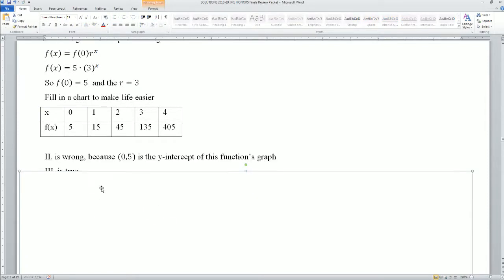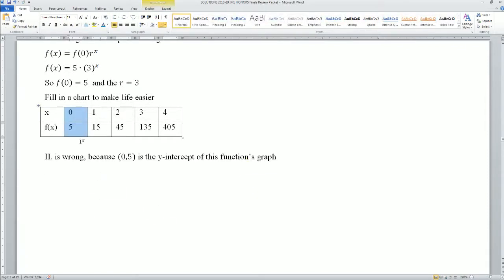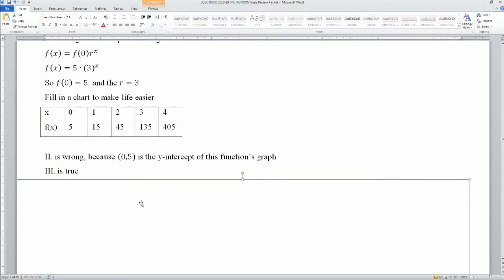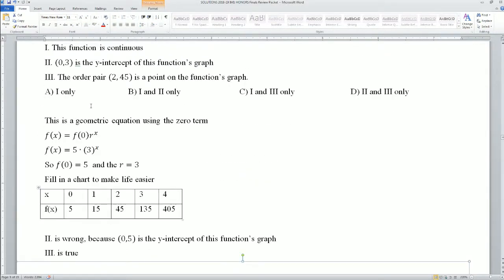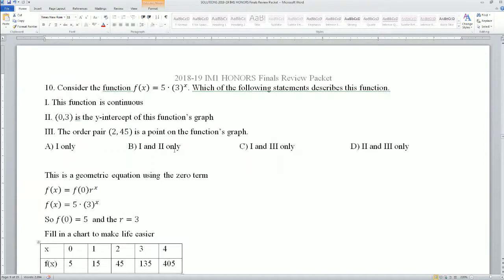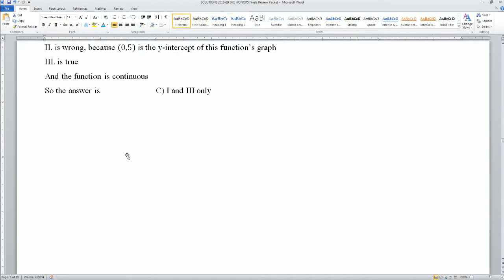Right? So 2 is wrong because 5 is the y-intercept. Right? And we would say 3 is true. The reason why 3 is true is because at 2 it is 45. And it is a function, so it is continuous. So the answer, it is C. Right? We would say 1 and 3 are correct.